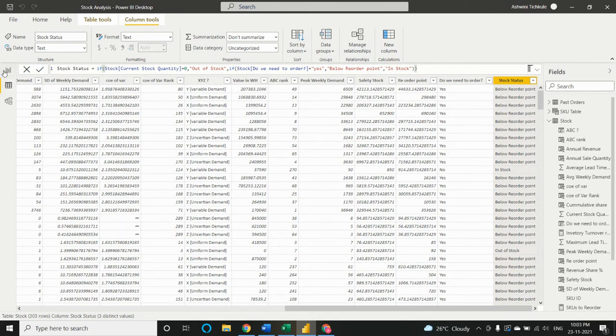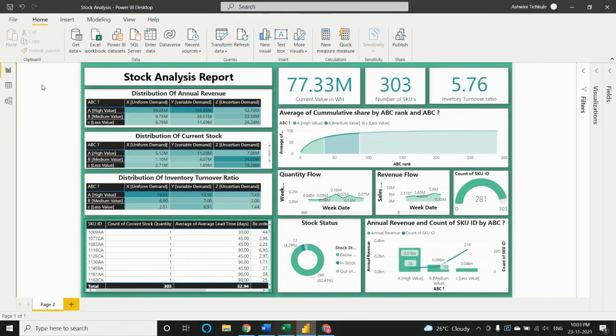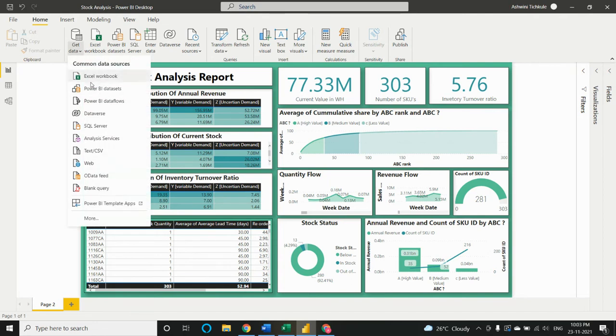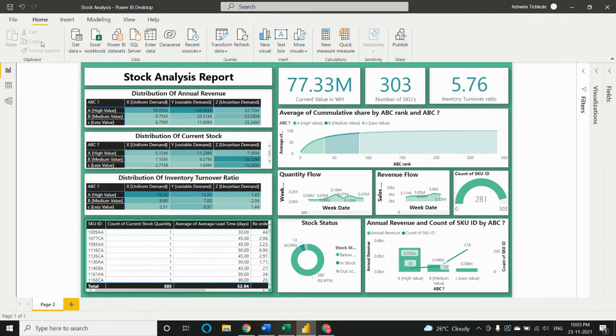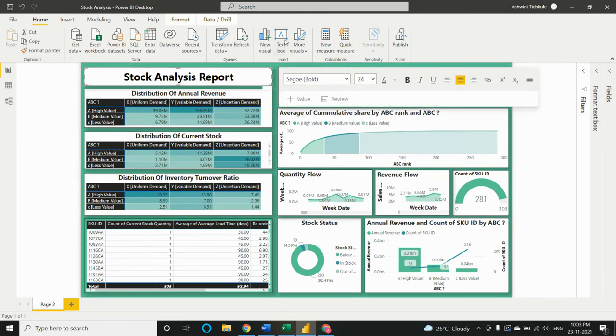So let's move towards the report and see. From here we get the data in the home tab, and then we can see here I have added the text box for the stock analysis report.